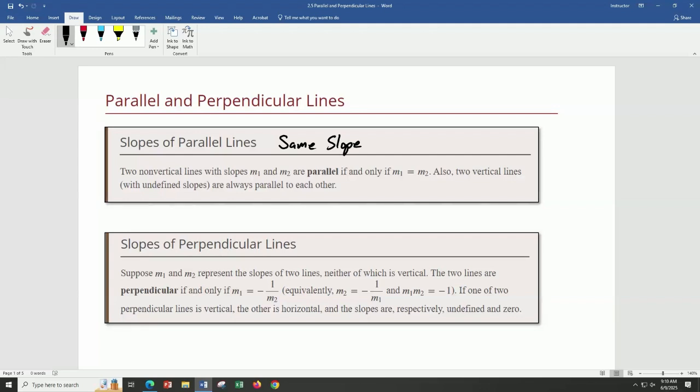Slopes of perpendicular lines. You heard this called the negative reciprocal back in the day. Remember that one?